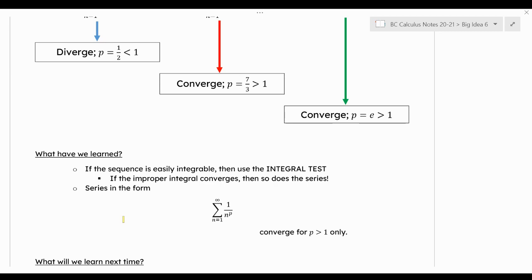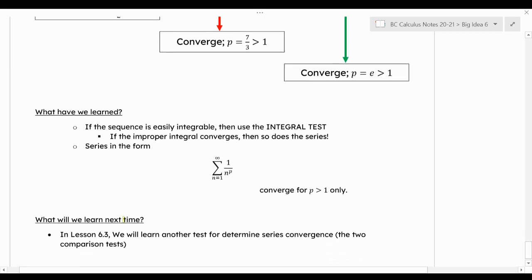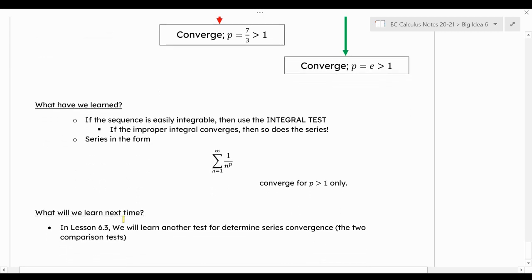Hey, ain't that special? All right, next time we're going to talk about a comparison test. Take what we learned here about p-series, and we're going to go to the next lesson and talk about how to compare weird-looking series to simple series like geometric series and p-series. So look for that one. Can't wait to show you.